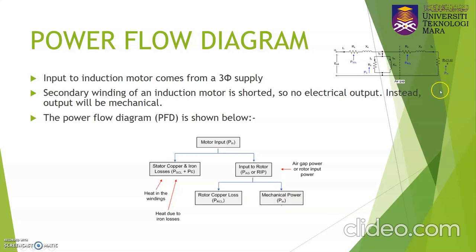Due to the rotation of the rotor, because the rotor is a moving part, there will also be windage and friction losses. We call it P mu. The mechanical power minus the P mu leaves the balance, which is the motor output, P out. This is the power flow diagram for the induction motor.